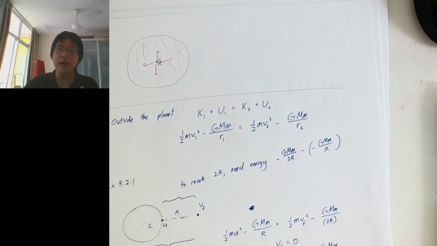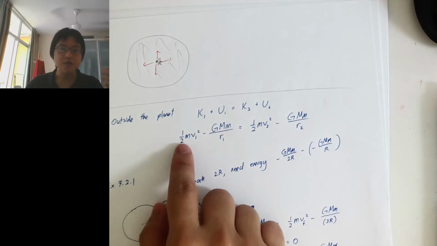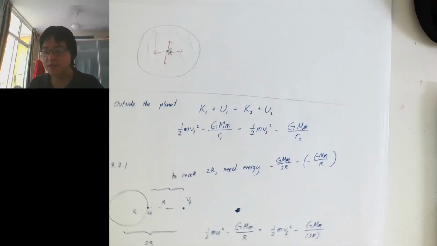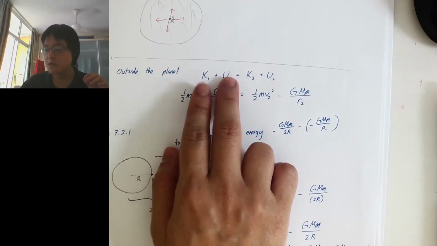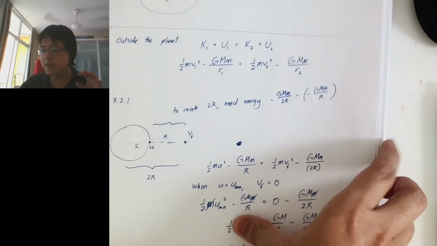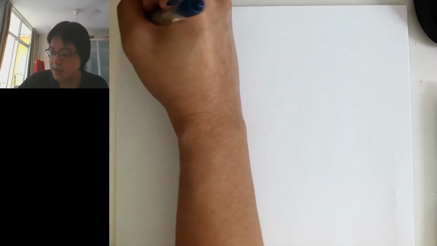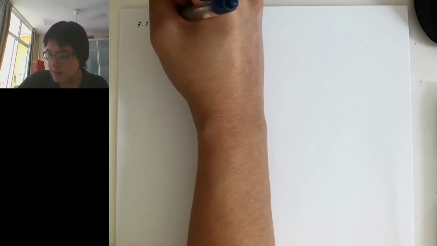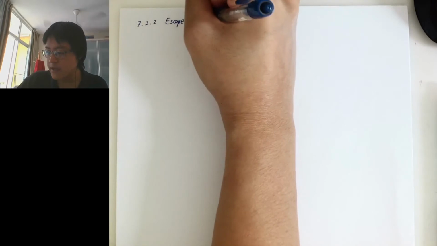So if you want to climb up to a higher potential, you need to reduce your kinetic energy, because K plus U must be constant, right? That is just by keeping track of the energy that you have. So the next thing I want to talk about is regarding the escape velocity. What is the velocity that you need to escape the gravitational pull of a planet?